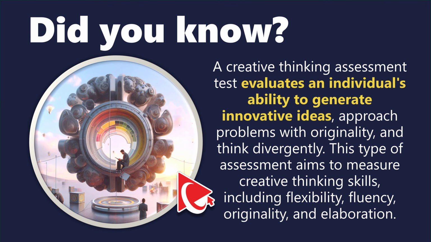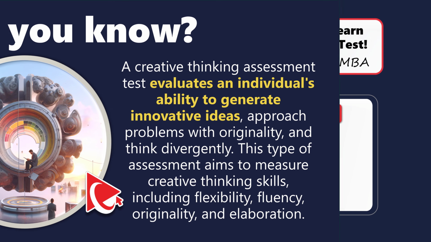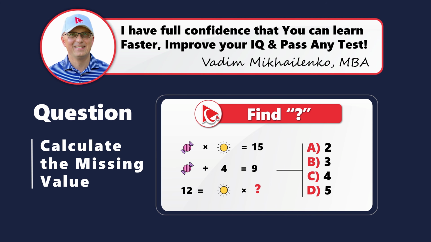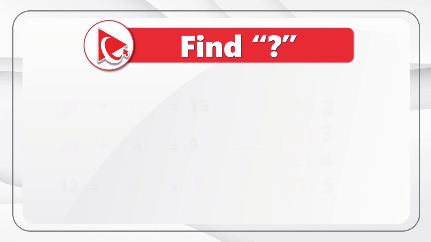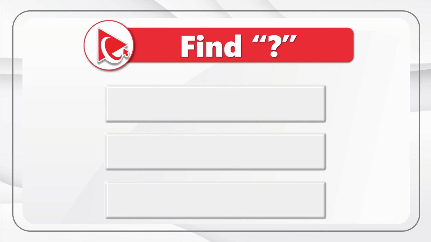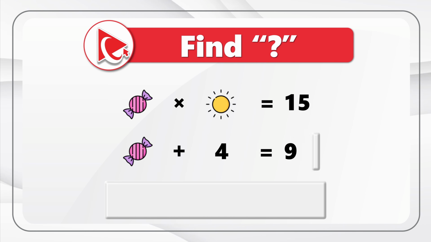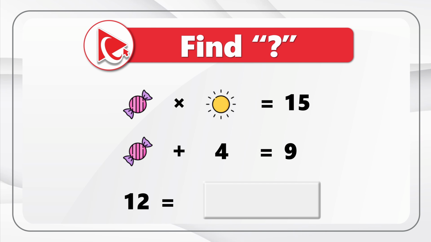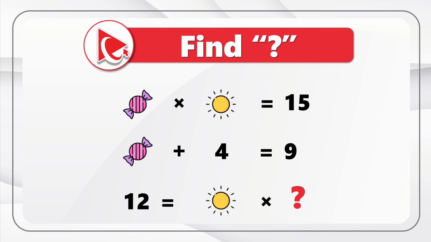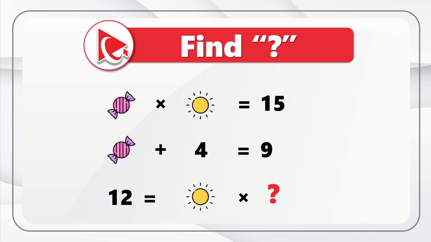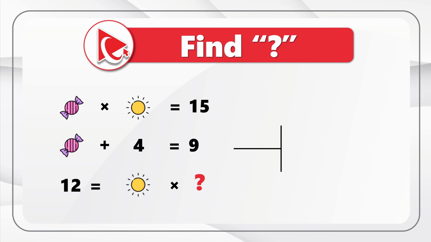I love this question because it is used very frequently to test your analytical skills and business math skills. You're presented with 3 expressions. The first expression is candy multiplied by sun equals 15. The second expression is candy plus 4 equals 9. And the third and last expression is 12 equals sun multiplied by question mark. And you need to find this question mark and select out of 4 possible choices.